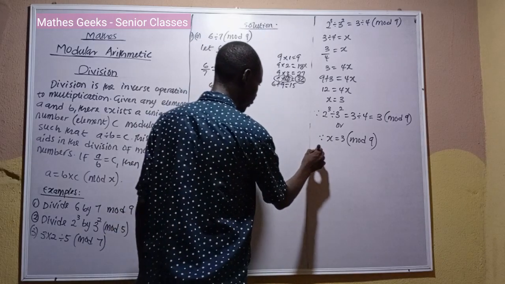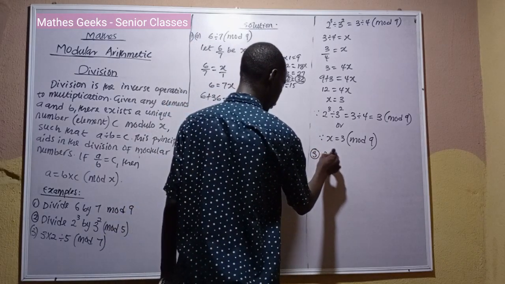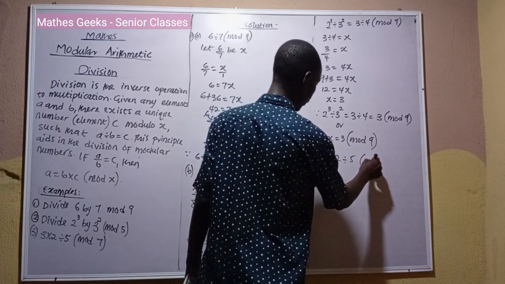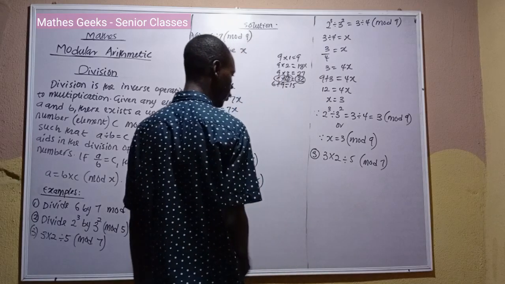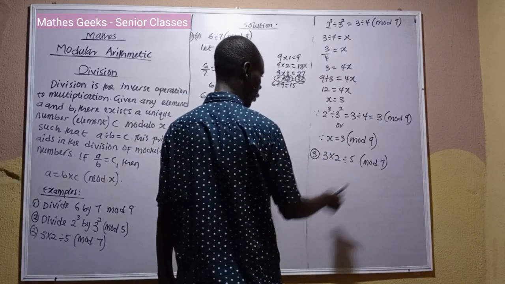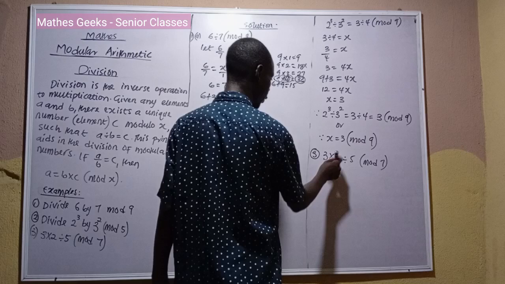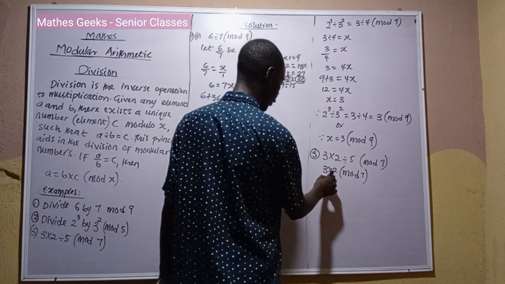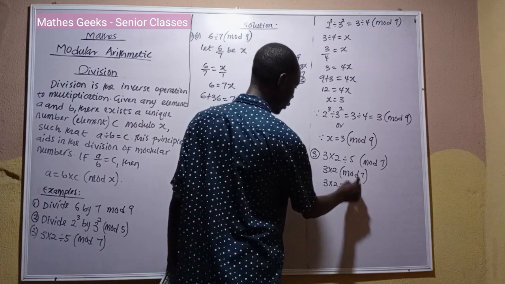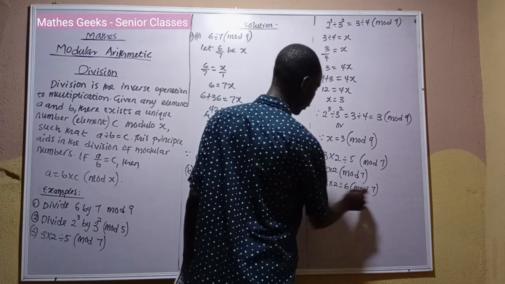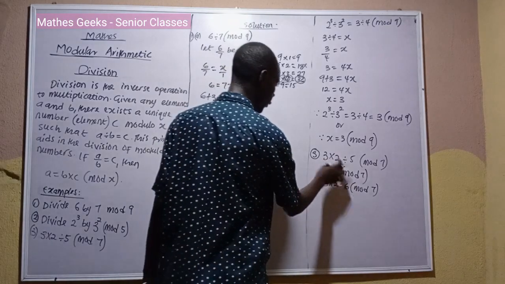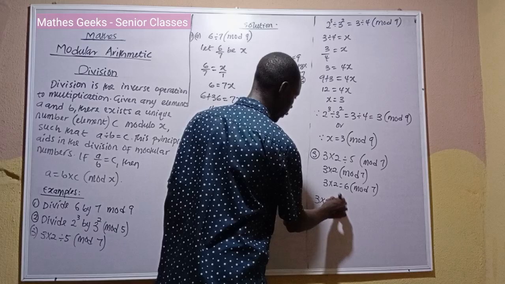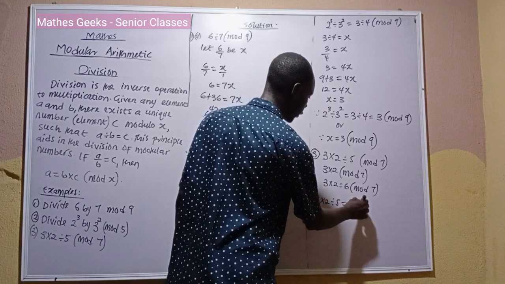Number 3. 3 times 2 divided by 5 mod 7. So we have two operations here, division and multiplication, all to be carried out in mod 7. So first of all, let's do the multiplication. 3 times 2 mod 7. So 3 times 2 is equal to 6, which is 6 mod 7. So now 3 times 2 divided by 5 simplifies to 6 divided by 5.